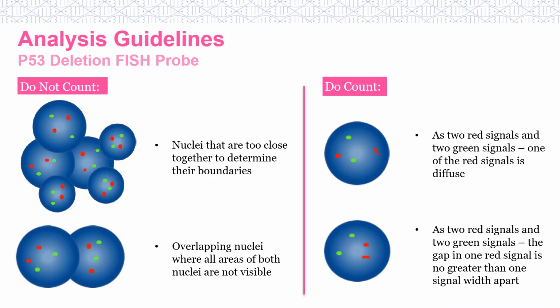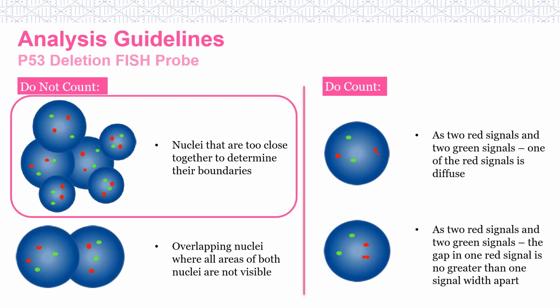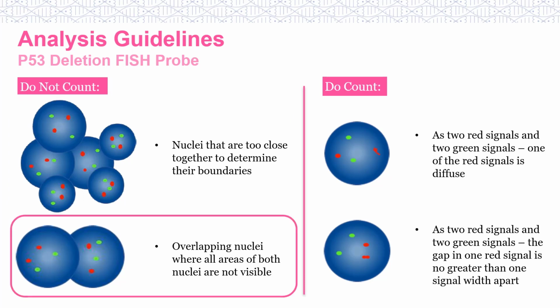When analysing a P53 deletion probe, if ever in doubt as to whether a cell may be analysable or not, an analyst should skip over that cell, and care should be taken to not analyse nuclei that are too close together to determine their boundaries, while also avoiding overlapping nuclei where all the areas of both nuclei are not visible. However, when a well-defined nucleus with bright signals is found, the analyst will want to know how to count these examples seen on the right.